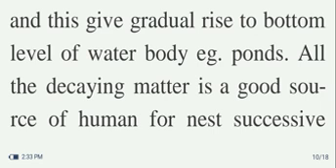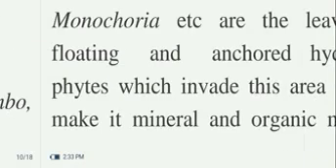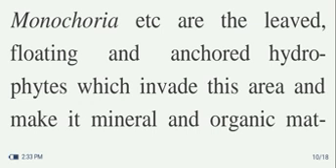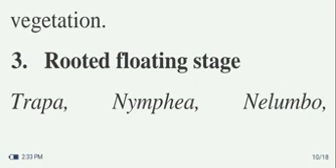All the decaying matter is a good source of humus for successive vegetation. Then the rooted floating stage: Trapa, Nymphaea, Nelumbo, Monochoria, etc. are the broad-leaved, floating and anchored hydrophytes. That's the next stage, the rooted floating one.